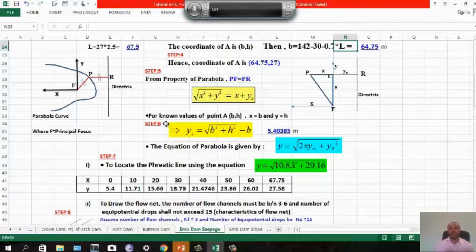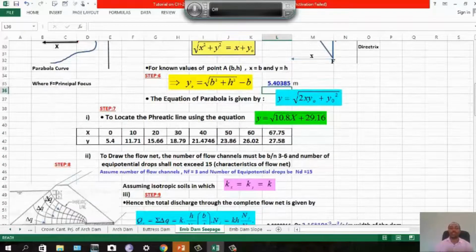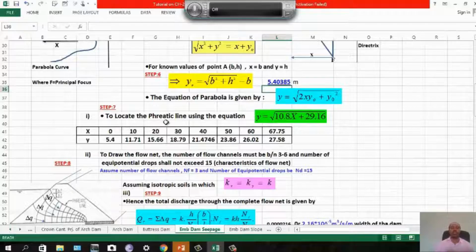If you substitute the known coordinates of A, which is b comma h, x is equal to b and y is equal to h, then you get the value of y naught, the distance from this vertical axis up to the directrix, which is y naught. So you get 5.4. The equation of the parabola is then obtained by squaring both sides. Step 7 is to locate the phreatic line using the parabola equation.